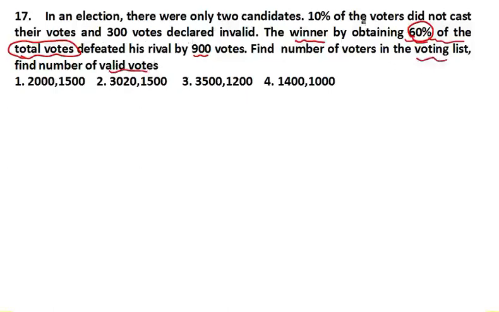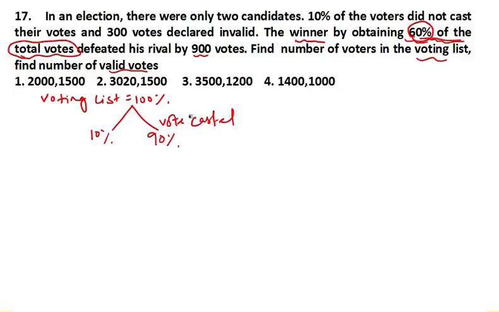So it is asking you to calculate the voting list and the number of valid votes. Now this point is important. 60% of the total vote means you have to make your calculation from total vote. I assume my voting list to be 100%. Now 10% of voters did not cast their vote. If 10% did not cast their vote, it means 90% have cast their vote. Now this is the vote cast.